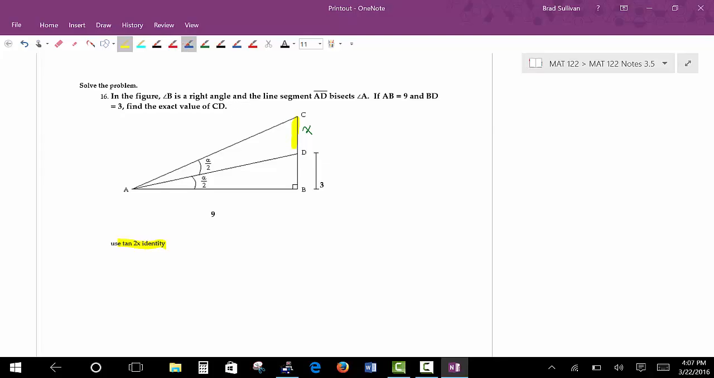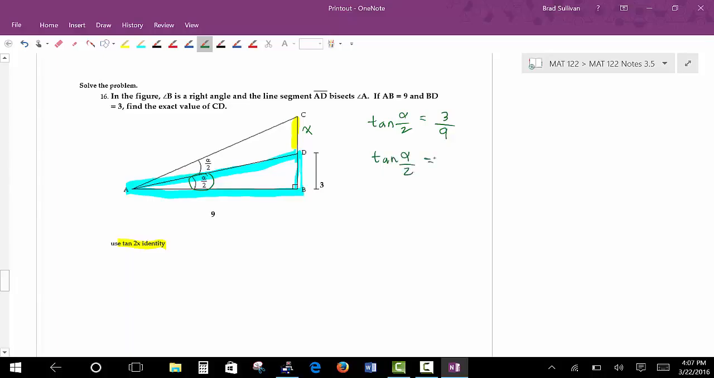Well, the first thing that I see in this problem, and you may see as well, is we have a right triangle that I'm just going to highlight right there, and we have enough information to write a trig function on that. So the tangent of this angle, which is given by alpha over 2, is going to be opposite, which is 3, over adjacent, which is 9. So we get tangent of alpha over 2 is equal to 1/3. Okay, so we have that.